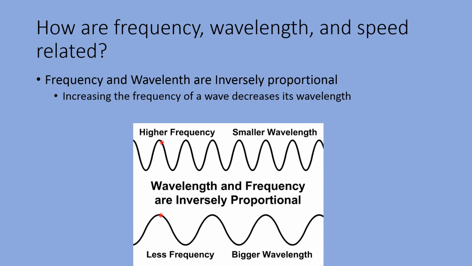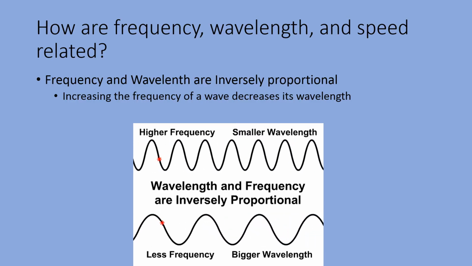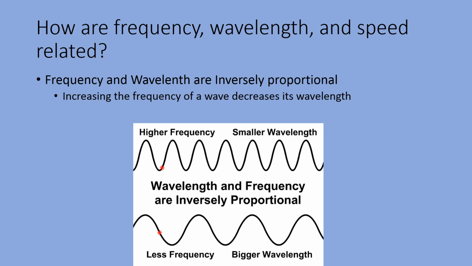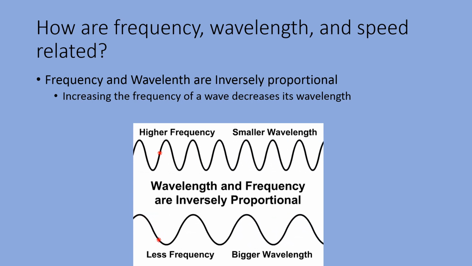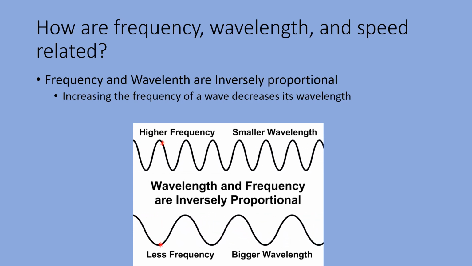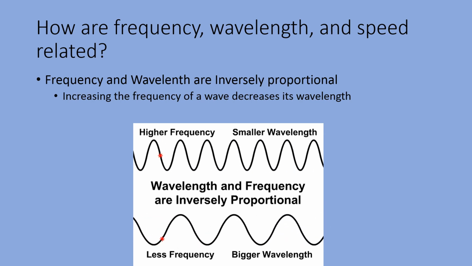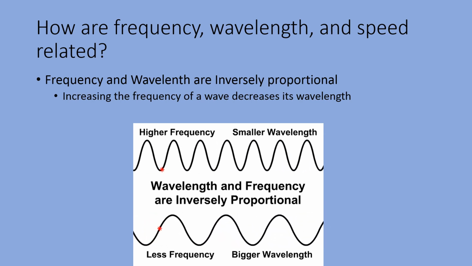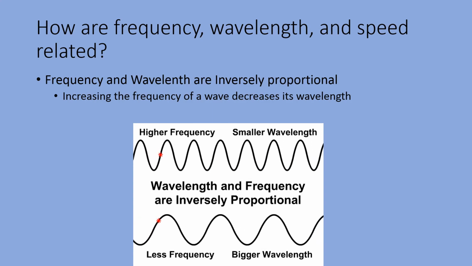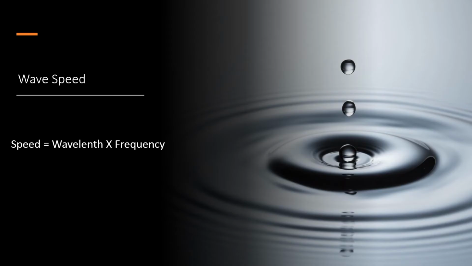Okay, I really like this visual below to show the relationship between frequency and wavelength. And as you can see, frequency and wavelength are inversely proportional. So increasing the frequency of a wave would decrease its wavelength. And the top wave has a higher frequency. And to calculate the speed of the wave, you can multiply the wavelength by the frequency. In the next section, we'll be talking about electromagnetic waves, and we'll see that the speed of light remains constant.